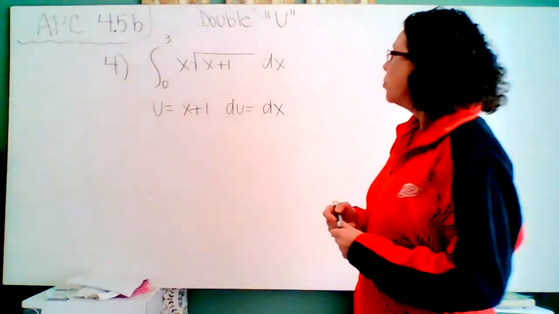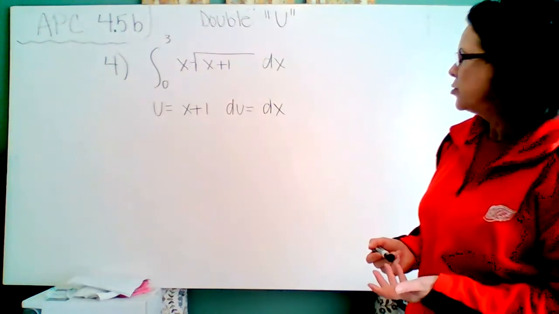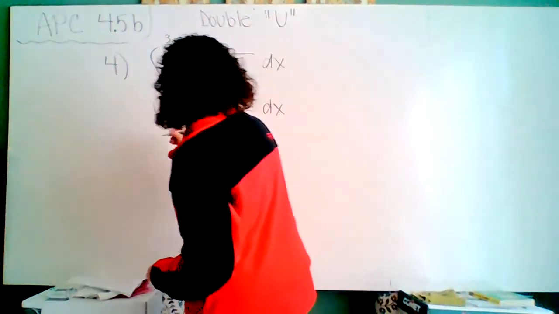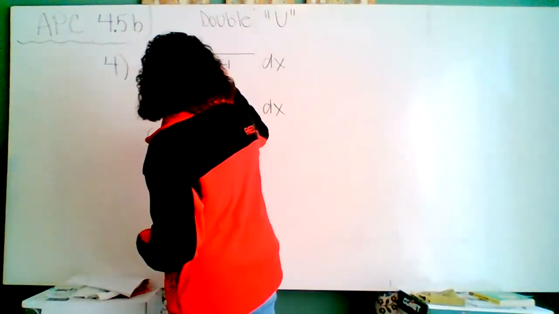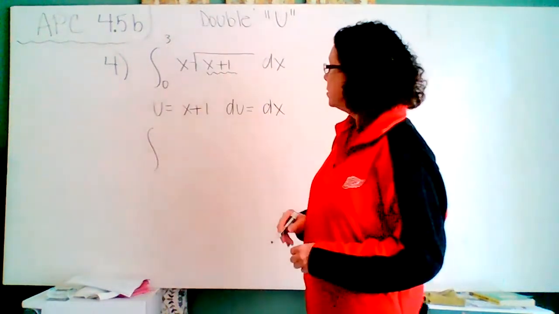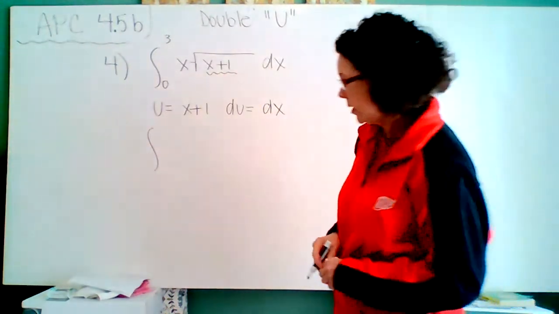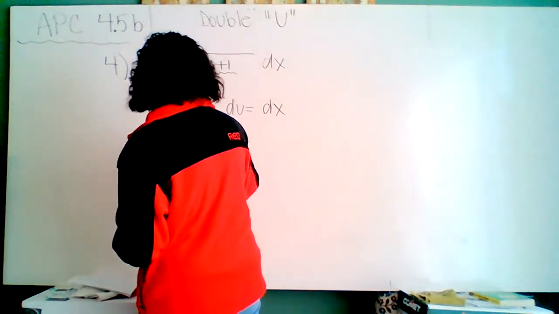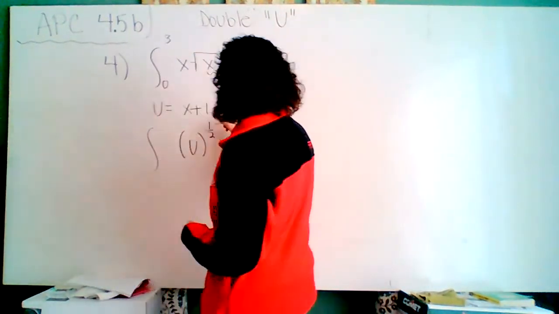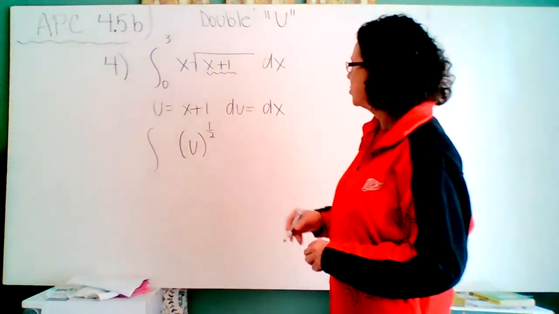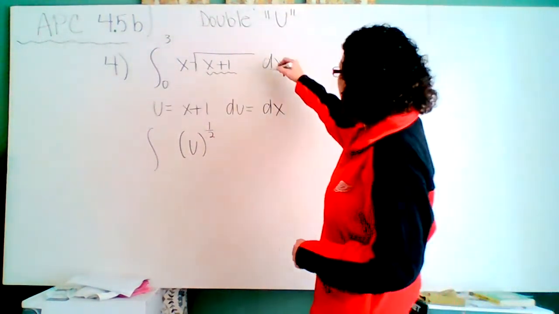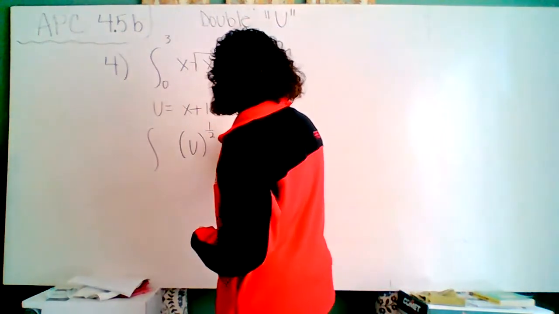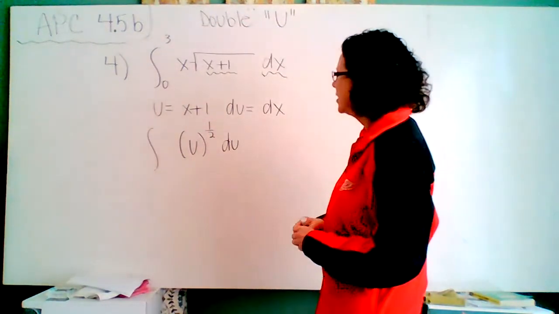Okay. So what happens here when I try to do a u substitution? Let's take a look. All right. I have the square root of u. So if you don't mind, I'm going to write that as u to the 1/2, rather than with the radical. My dx is du. All right, I'm good there.